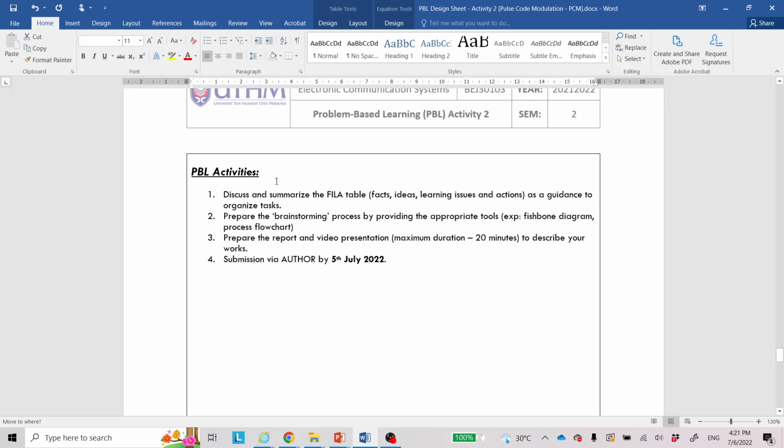This is the report, which discusses and summarizes the FILA table: facts, ideas, learning issues and actions, as guidance to the organized task. The FILA table is the planning phase. You need to plan and then prepare the brainstorming process, providing the appropriate tools, such as a fishbone diagram and flowcharts. Prepare the report and video presentations.